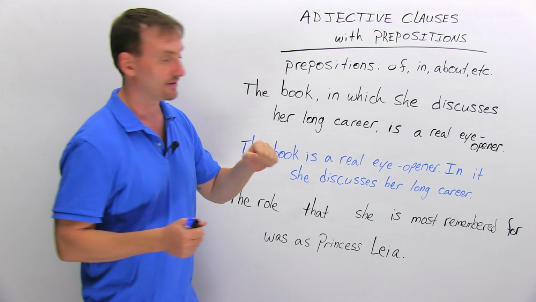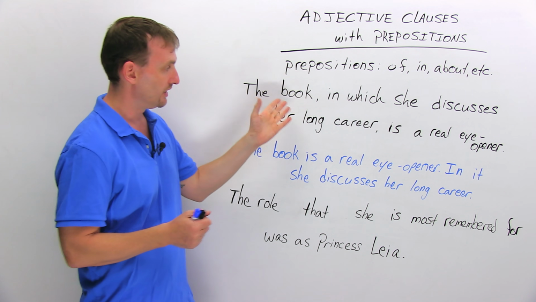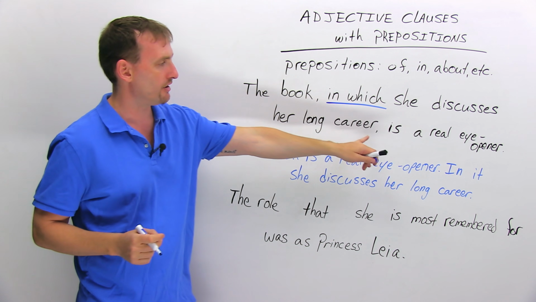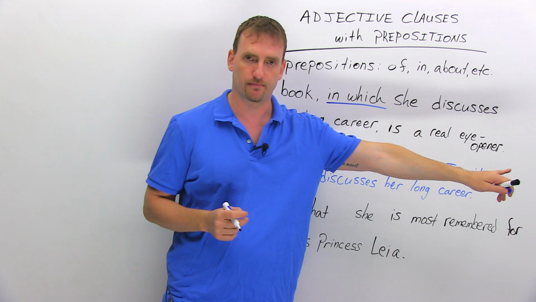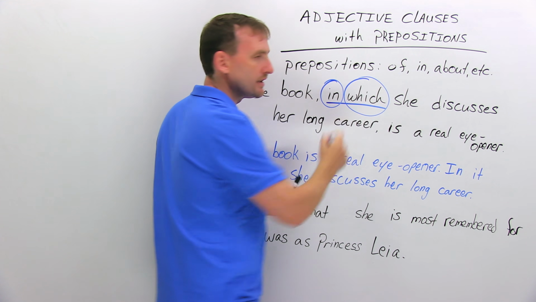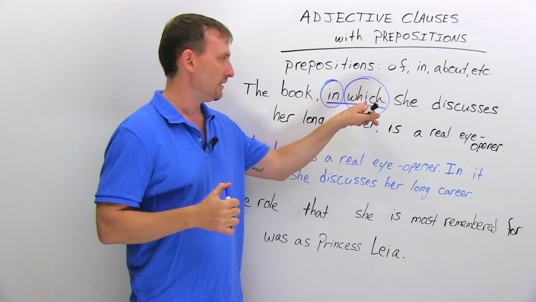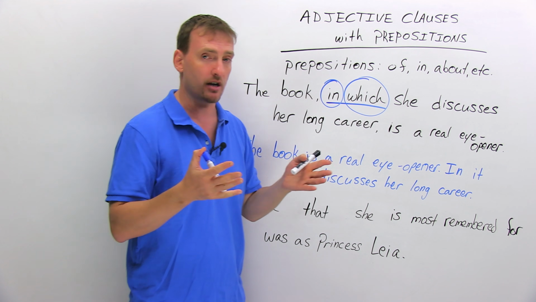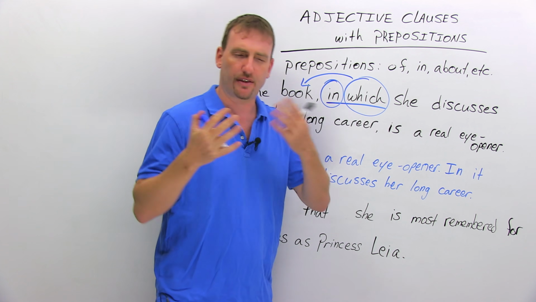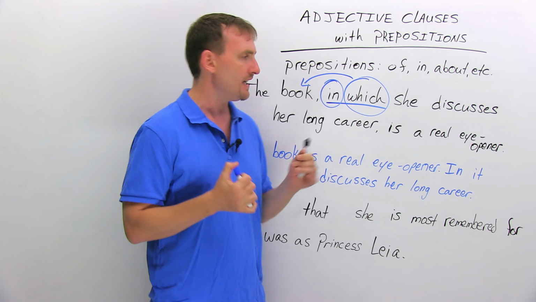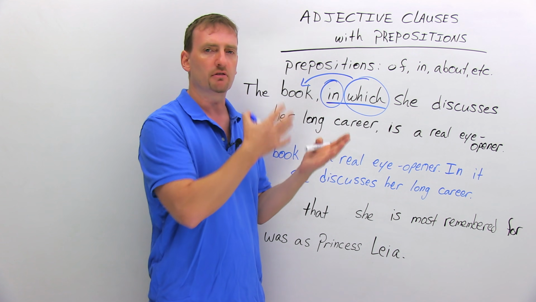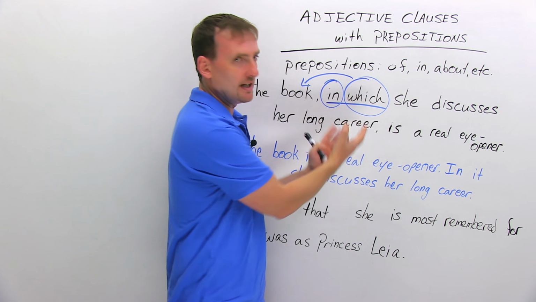So let's look at an example sentence to start. The book in which she discusses her long career is a real eye-opener. Okay? So what I'm doing here, I have my preposition and my relative conjunction that is showing basically an adjective clause, and it's going to be describing the book. Now, the reason I think that people have a bit of a hard time with this is they don't know, first of all, which preposition to use, and they don't understand what the relationship is when you're putting it at the beginning of a clause.